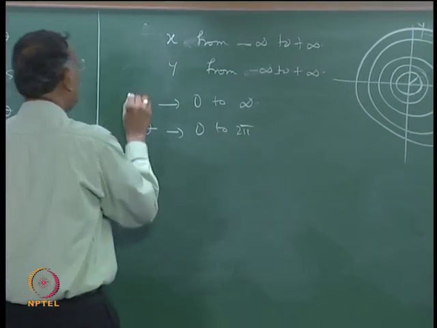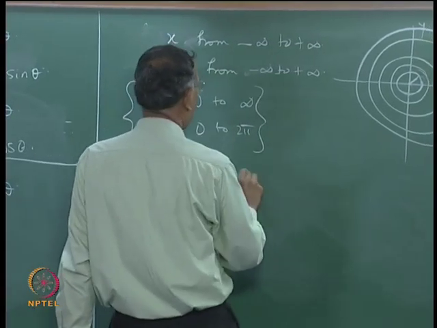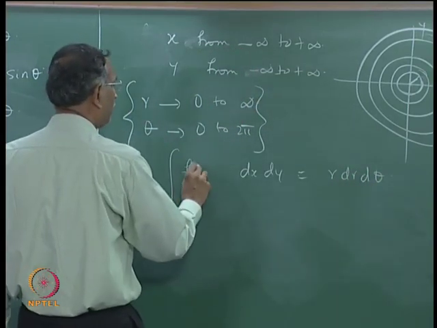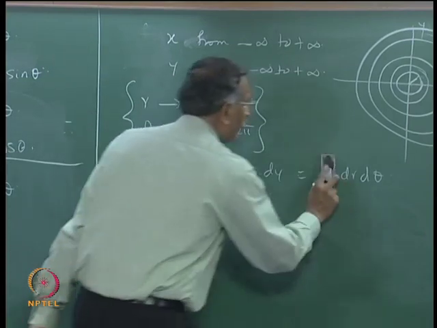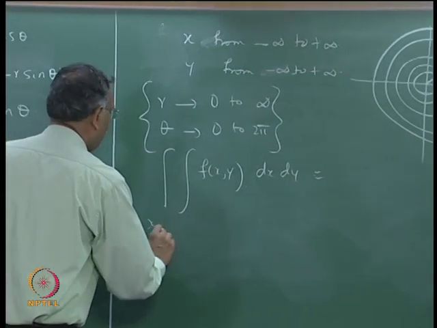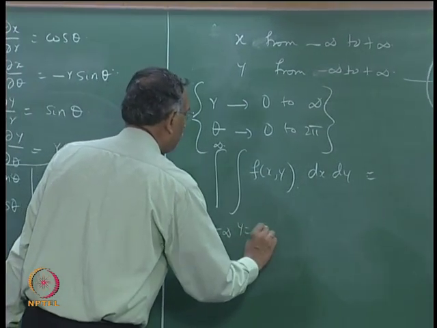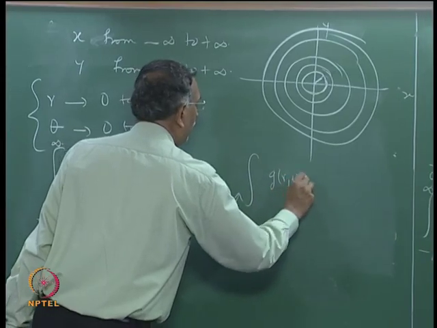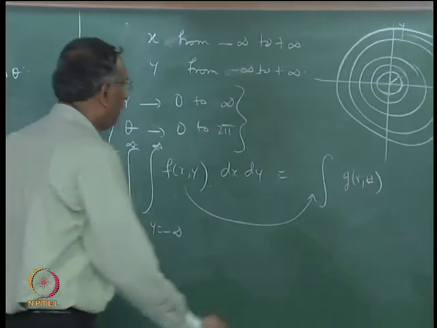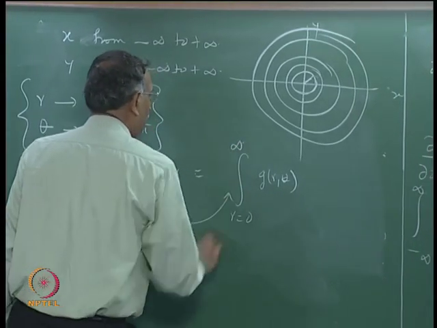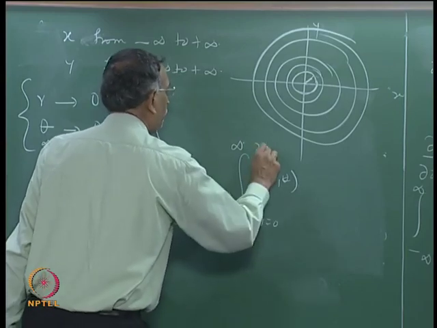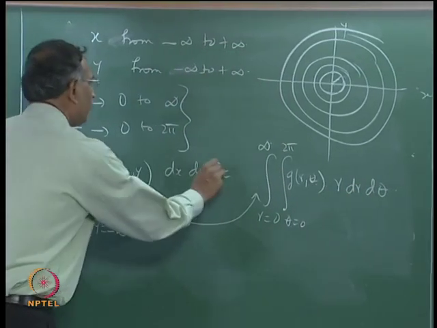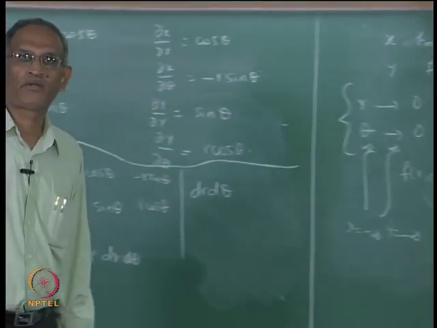This means dx dy is equal to r dr d theta, and therefore any function f of x comma y, if you have to integrate that from x equal to minus infinity to plus infinity, y equal to minus infinity to plus infinity, when you express f of x and y in terms of g of r and theta by substituting x and y, the integral is r from 0 to infinity, and theta from 0 to 2 pi, g of r, theta, r dr d theta. This is the equivalence with respect to integration.